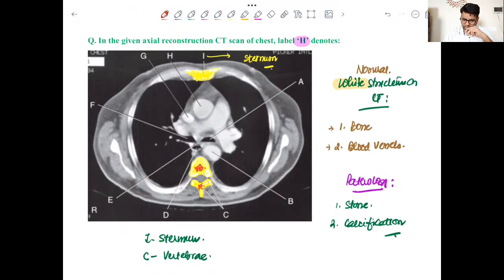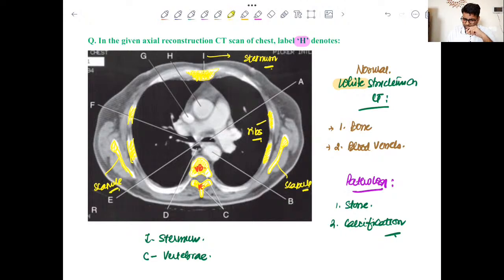Now on the lateral aspects, you can again see some white structures. I think you can understand what this is. This is actually the ribs. So these are the ribs, right? Still posteriorly, you can see again a white structure. This is again a bone, and this is actually the scapula. Clear? So these are the bony structures which I have defined now.